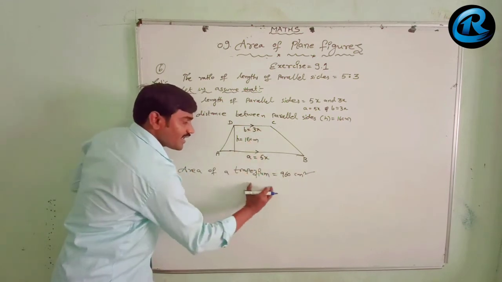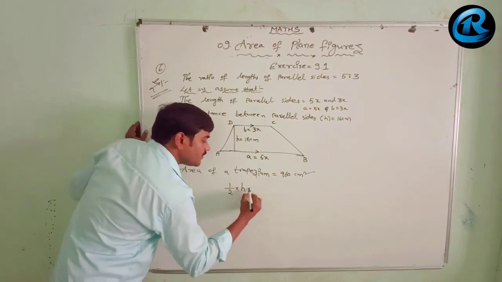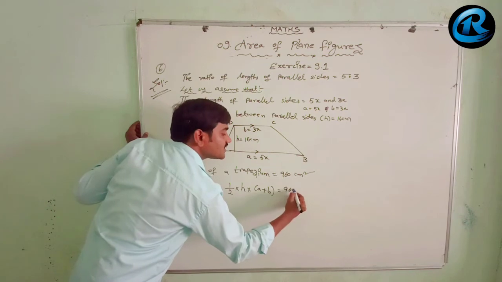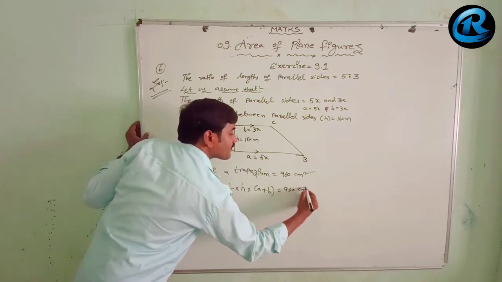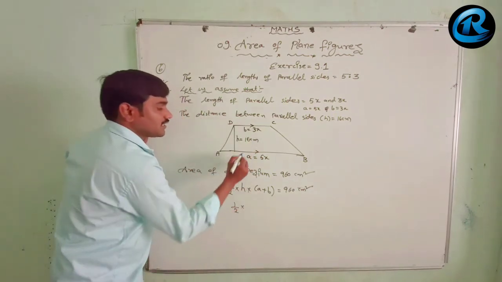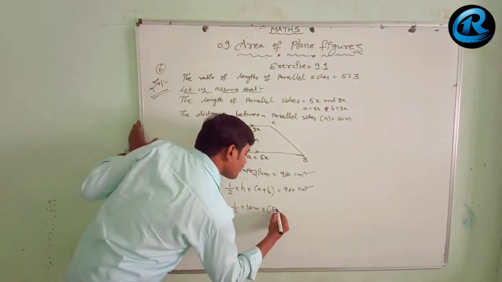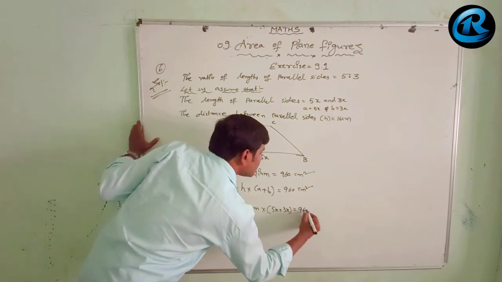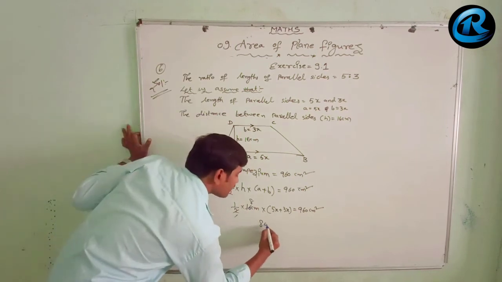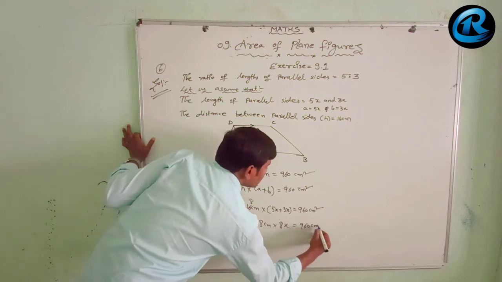Now we will apply the area of trapezium formula here. Area of trapezium is 1/2 into h into a plus b, and this is equal to 960 centimeter square. Let us write 1/2 into 16 centimeter into 5x plus 3x equal to 960 centimeter square. Here 2 ones are 2, 2 eights are 8 centimeter, into 5x plus 3x is 8x, equal to 960 centimeter square.